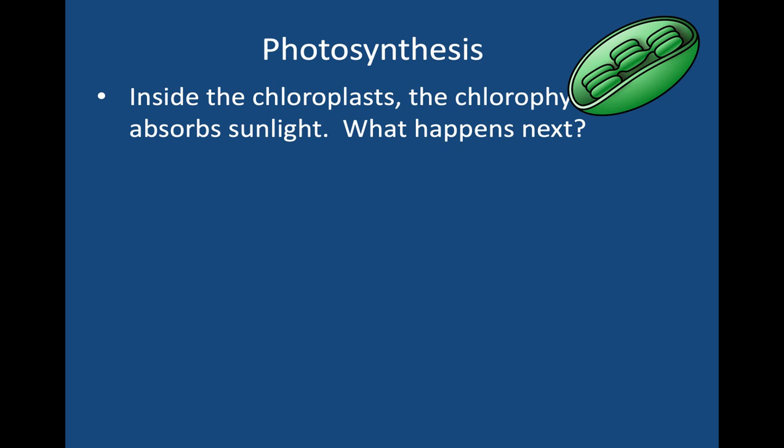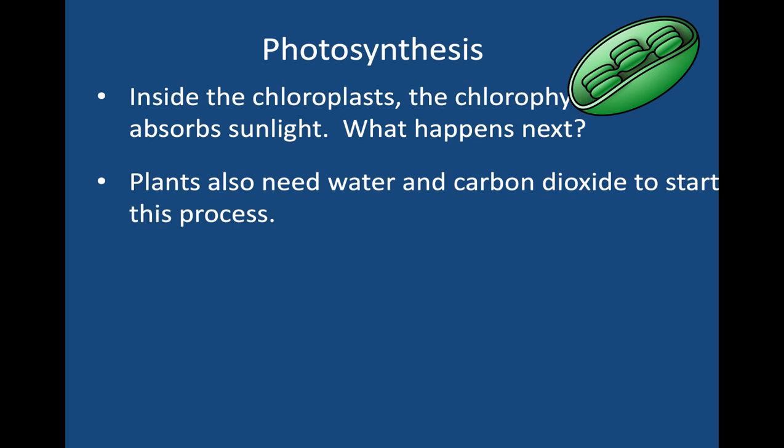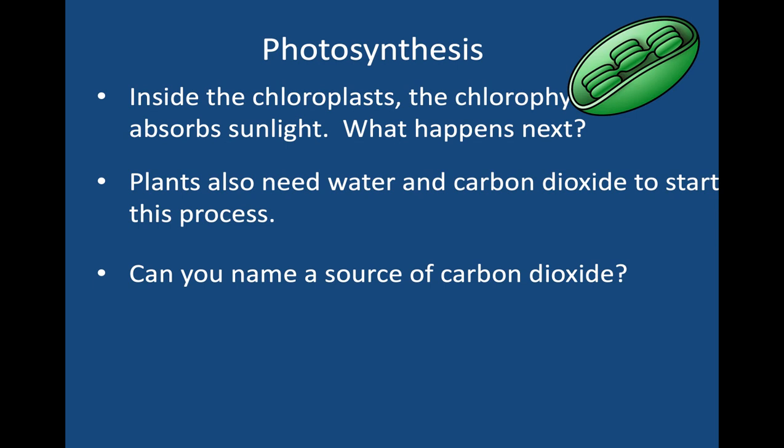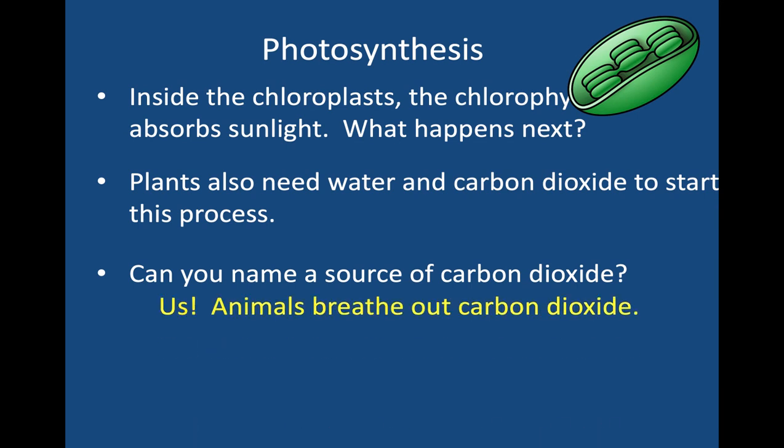Inside our chloroplast, the chlorophyll absorbs sunlight, but what happens after that? Plants also need water, carbon dioxide, and nutrients from the soil in order to start this process. Can you tell me where plants get a main source of their carbon dioxide? If you said humans, animals, you are correct. We exhale carbon dioxide, and we give plants the carbon dioxide that they need in order for their process, photosynthesis, to make their food.